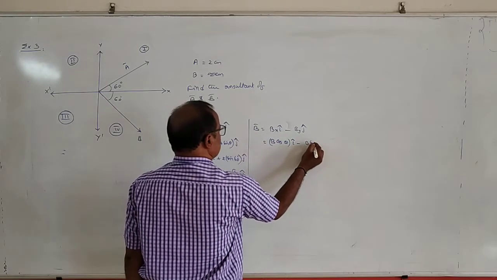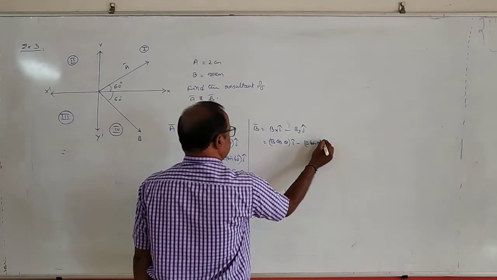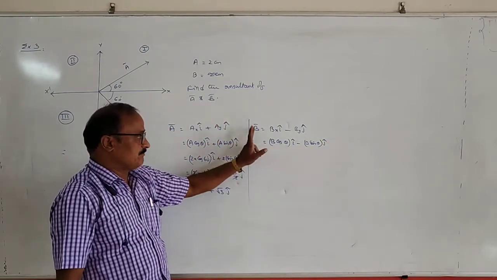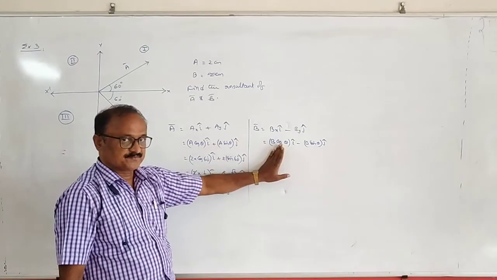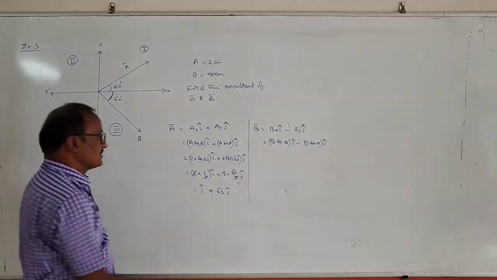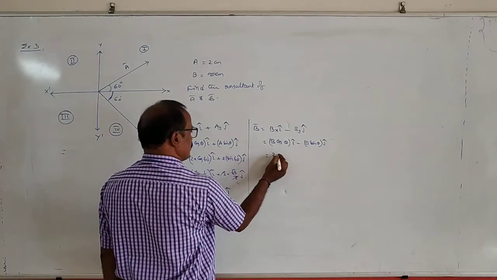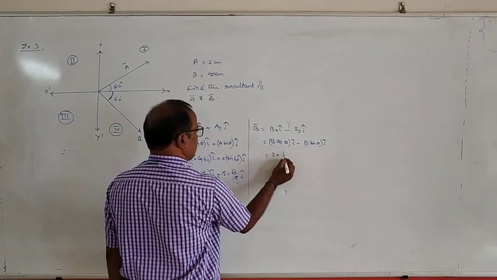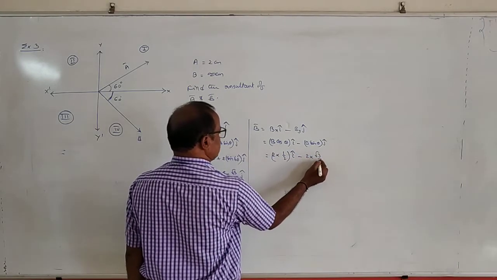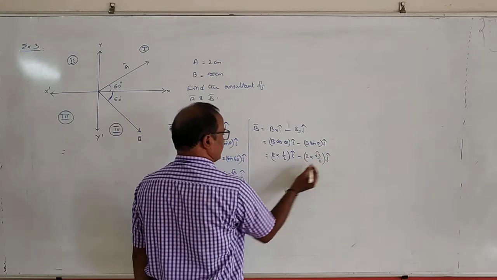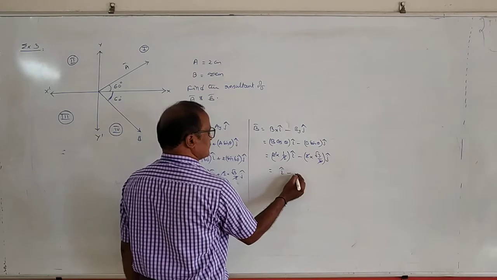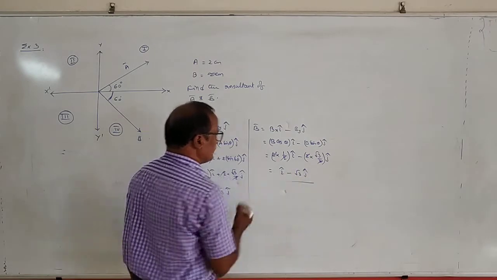Similarly, b bar is equal to Bx equal to B cos theta into i cap minus B sin theta into j cap. Remember my students, here theta is the angle made by the vector b bar with the x axis. Okay, what is the value? Here also it is 60 degrees. So b bar is equal to cos 60, which is 1 by 2, into i cap minus 2 into sin 60, which is root 3 by 2, into j cap. 2 cancel. So i cap minus root 3 j cap. This is b bar.